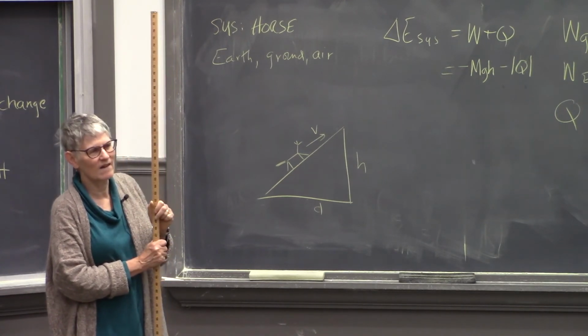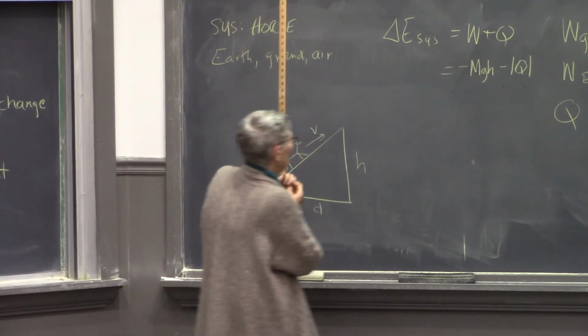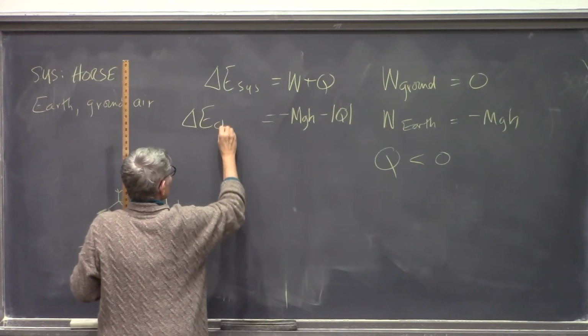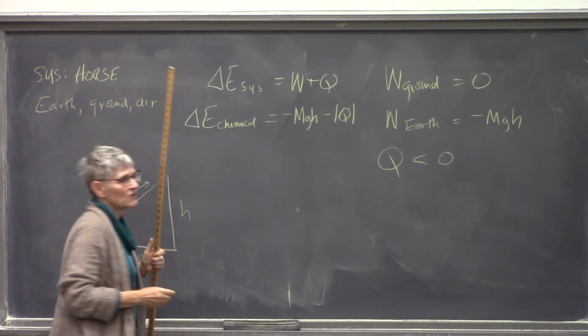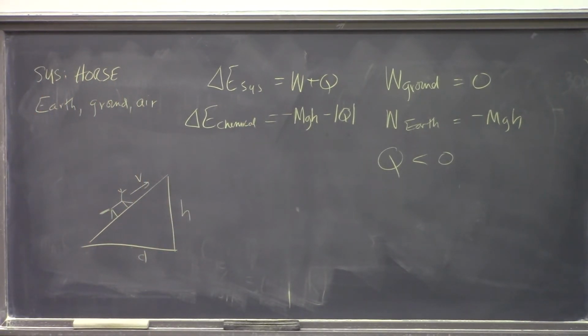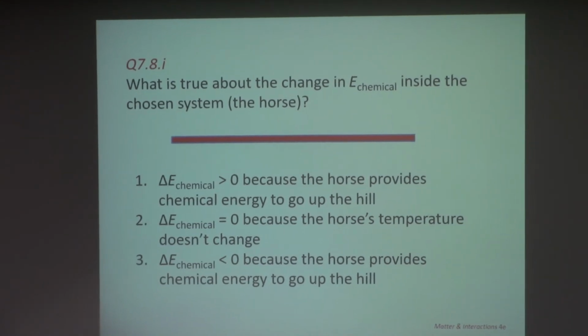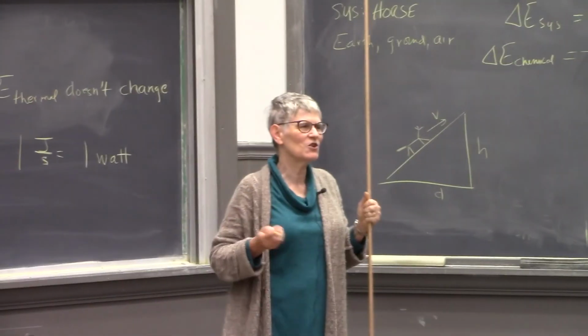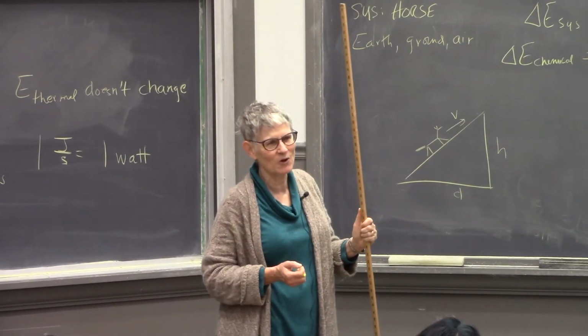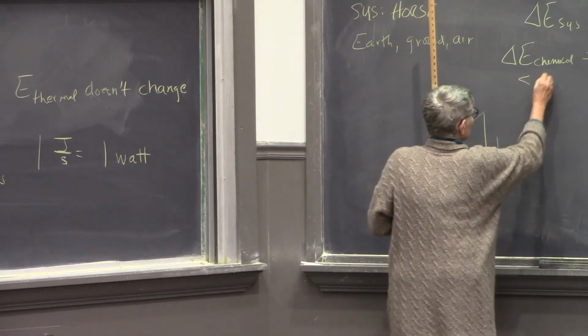So what's changing? Yeah. So we have chemical energy change. And that makes sense. The horse has to expend energy to gallop up this hill. Okay? Is the change in the horse's chemical energy positive or negative? Negative, right. Because it's burning up the chemical energy. It's using the chemical energy it got from eating all those great oats in the morning. So this is less than zero.